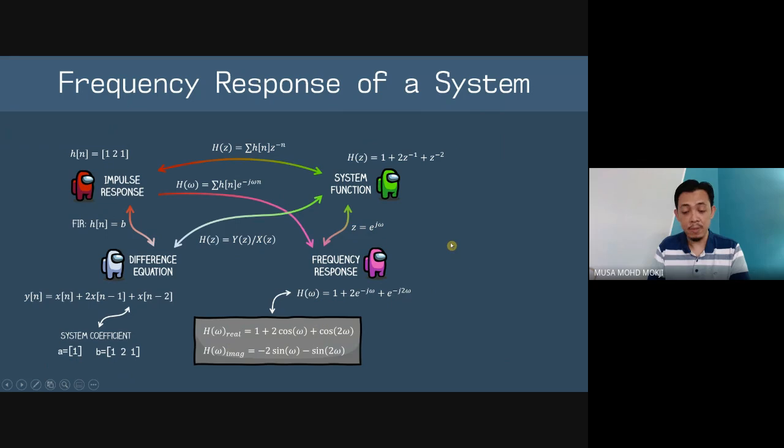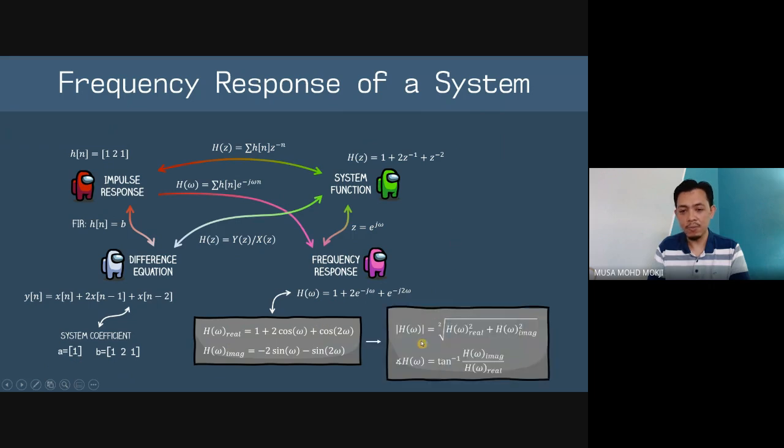But if you still remember, the real and imaginary parts don't give us much information. So we need to convert it into magnitude and phase. Magnitude is whatever you have in your real part squared, plus whatever you have in your imaginary part squared, and then take the square root. You will get your magnitude. Phase is just the tangent inverse of the imaginary divided by the real part.